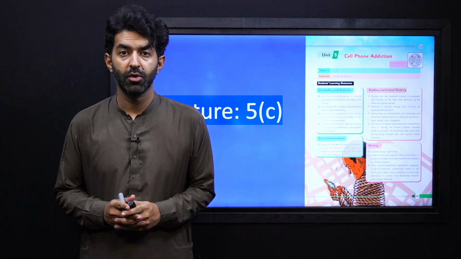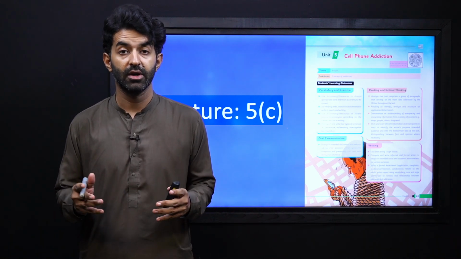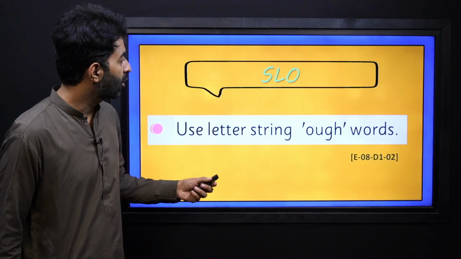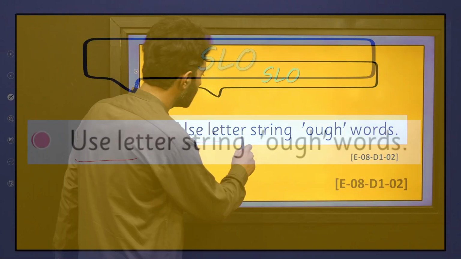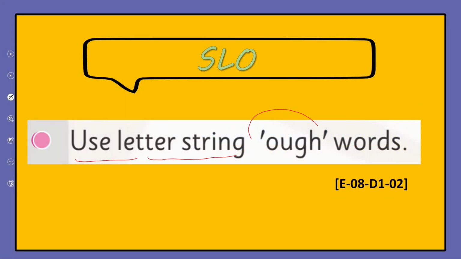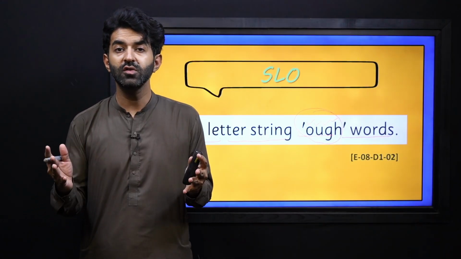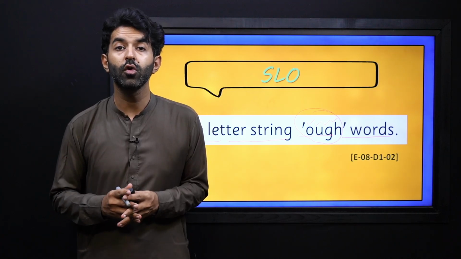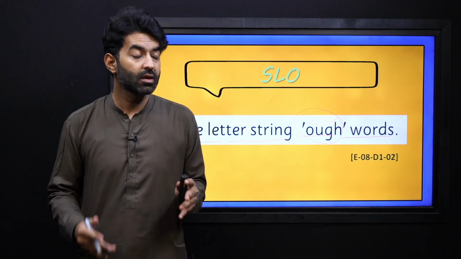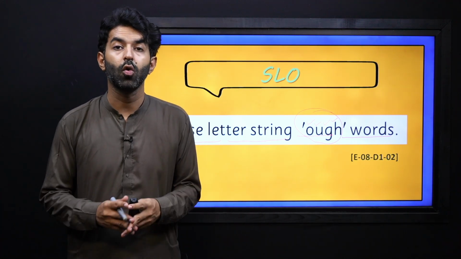Students, for unit number 5, today we have another SLO. This is about using letter string OUGH words. So this is a letter string because these are different letters and they are always coming together. That's why we call them letter string. So you can see that there are a lot of different words which contain this letter string OUGH.